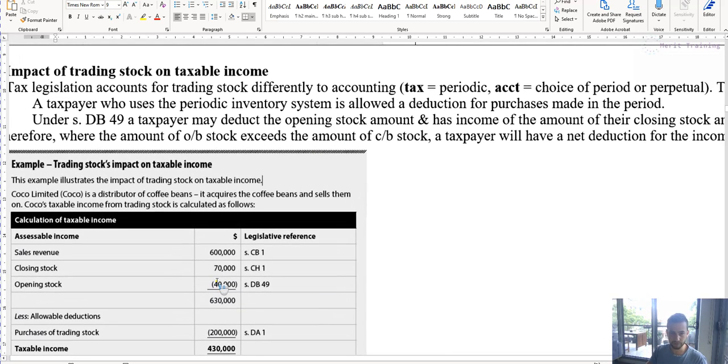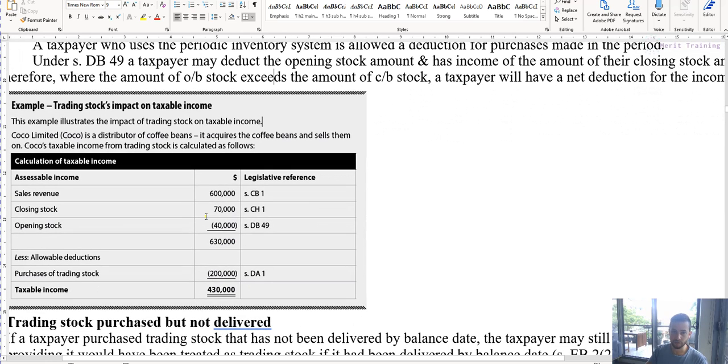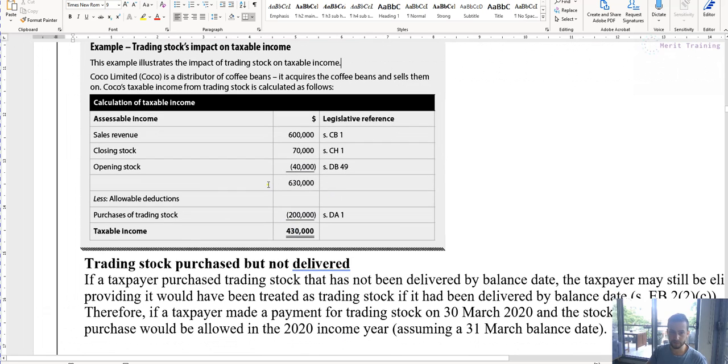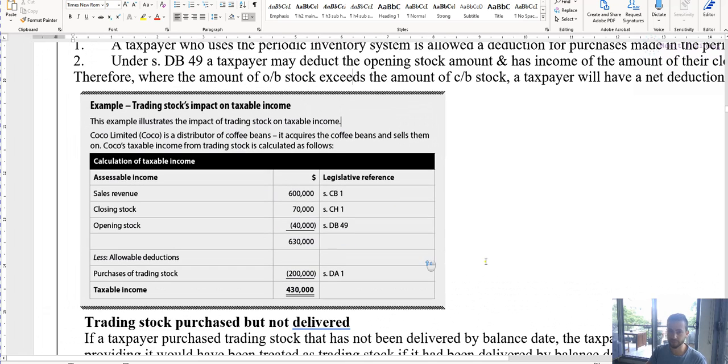So if their closing stock was, say, $10,000, what we would do is $600,000 minus $10,000 plus $40,000, so you'd actually get $570,000 for your gross profit over here. But because the closing stock was higher than the opening stock, we've got gross profit at $630K. But we also get a deduction for any purchases of trading stock throughout the year of $200,000. This would bring our taxable income to $430,000.